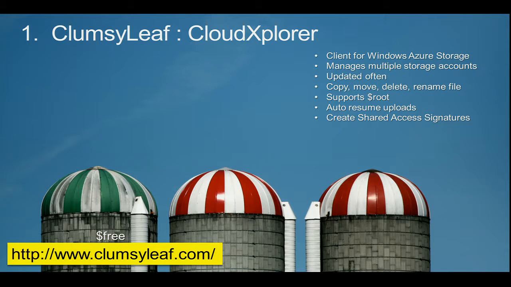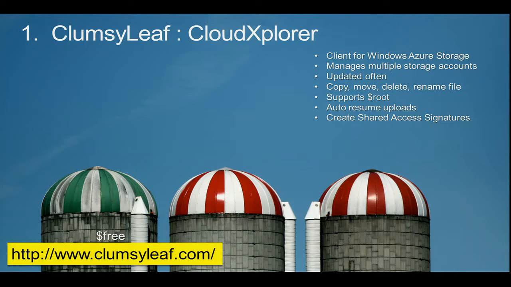So one tool that a lot of people use is from a company called Clumsy Leaf, and they ship a product called Cloud Explorer. They have 3 products, one for blobs, one for queues, and one for tables. The one for managing blobs, which again is like a file system in the cloud, is free, and that's the one I'm going to show you today. It's a rich desktop client. I can connect to multiple storage accounts in the cloud across multiple subscriptions. It's updated quite a bit. I can copy, move, delete, and rename files, like I'm used to doing in Windows Explorer on my local disk, but in the cloud.